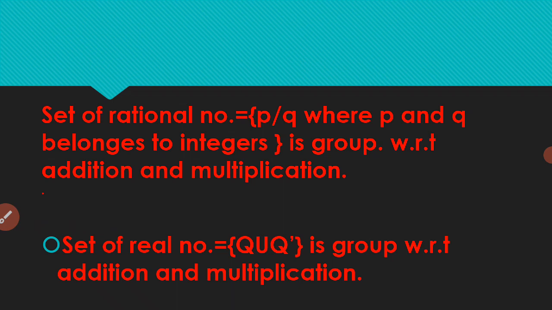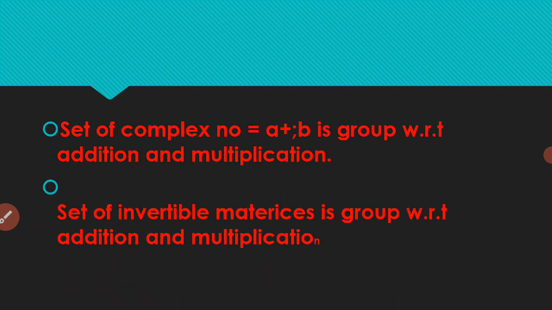The fourth set was the set of real numbers. We proved that because the set of rational numbers is a subset of real numbers, if the set of rational numbers is a group with respect to multiplication and addition, then the set of real numbers is also a group with respect to addition and multiplication, because all four properties are fulfilled in these sets: associative law, closure law, identity and inverses are present. The next set was the set of complex numbers. We proved that the set of complex numbers was also a group with respect to addition and multiplication.